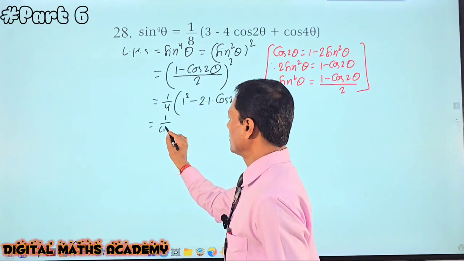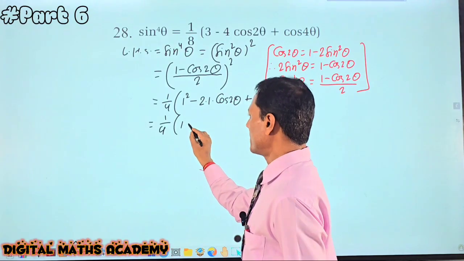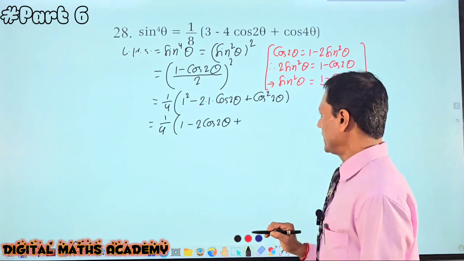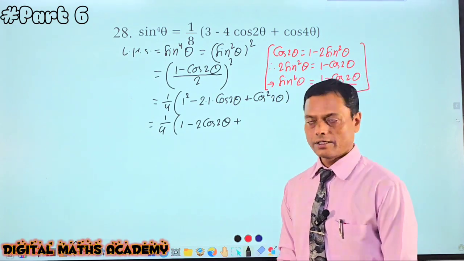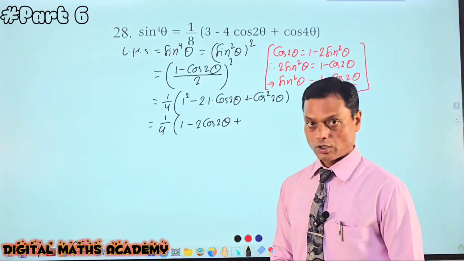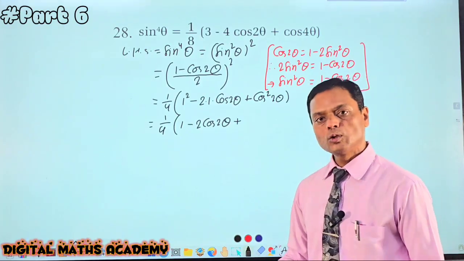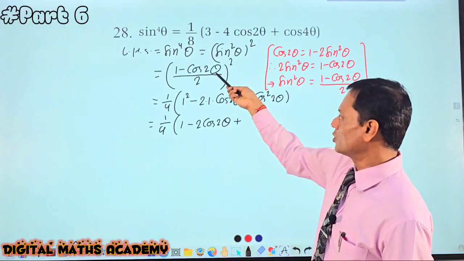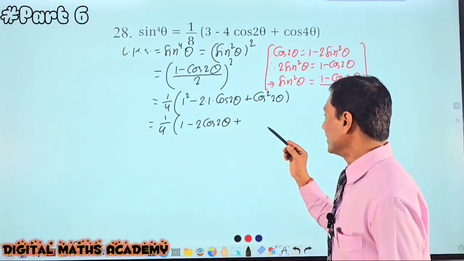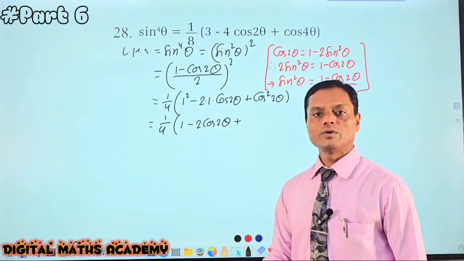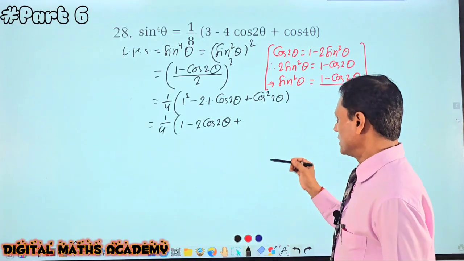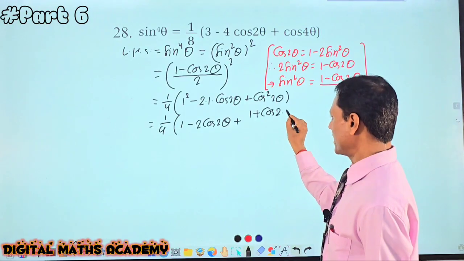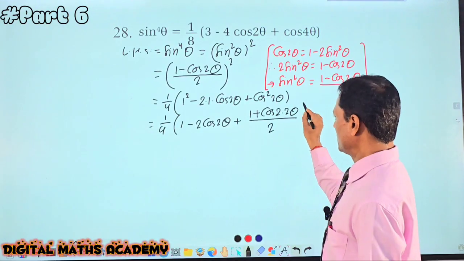Next, 1 by 4, and here 1 square is 1, minus 2 cos 2 theta, and see carefully, we have cos square 2 theta, isn't it? So we have to remove the square. How to remove a square? When a square is removed, the angle becomes double. We can see here sin square is here, so theta became 2 theta and the square is removed. So in this case also, cos square 2 theta means when you remove the square, the angle becomes double, and this becomes 1 plus cos double of the angle over 2, isn't it?